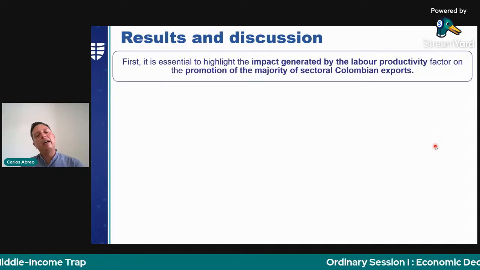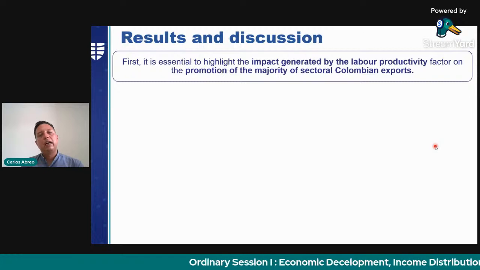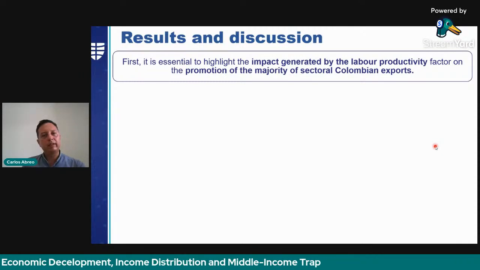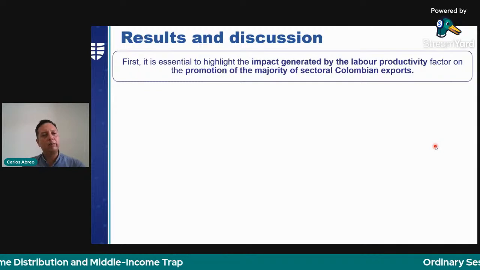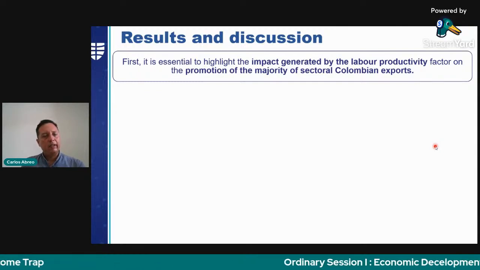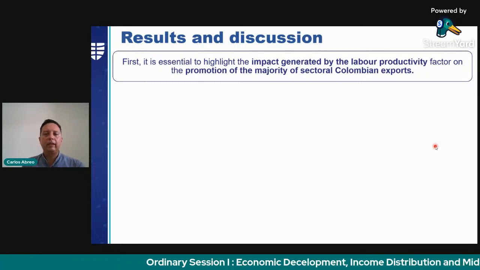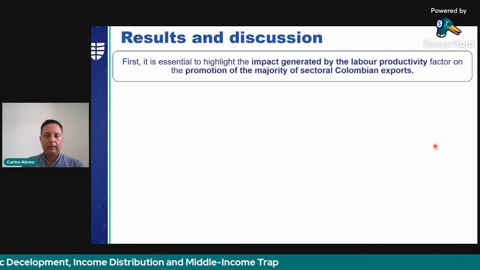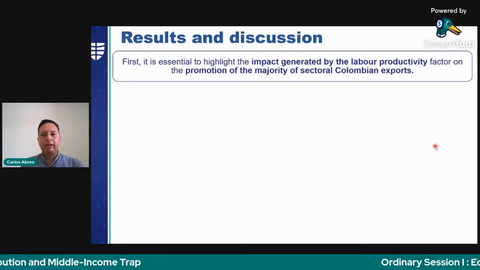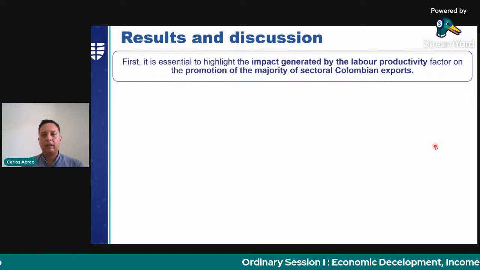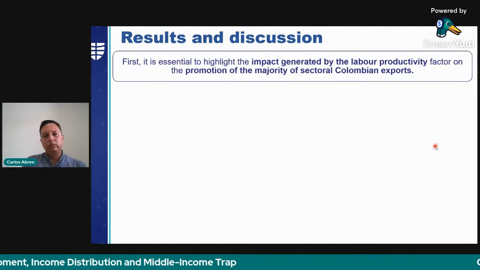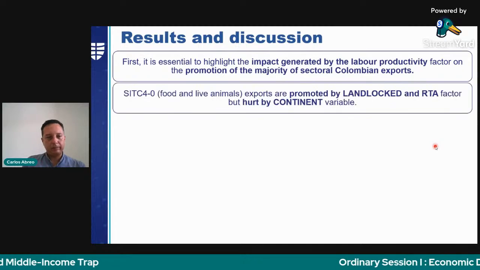Well, now I'm going to present you some results and some discussions, and as we have a short period of time to present our discussions, I'm going to talk only about the main findings. Okay, first, it is essential to highlight the impact created by the labor productivity factor. As I said before, it is a proxy that wants to measure the impact of productivity on Colombian exports. And we found a very prominent effect of this variable on most of the Colombian exports by economic sectors.